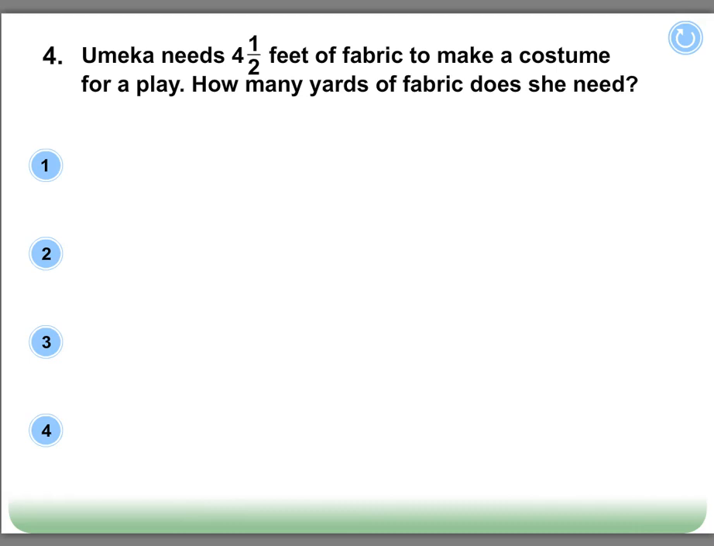Okay, this is your last one for your journal. Yumika needs 4 1/2 feet of fabric to make a costume for a play. How many yards of fabric does she need? So this is your final one.